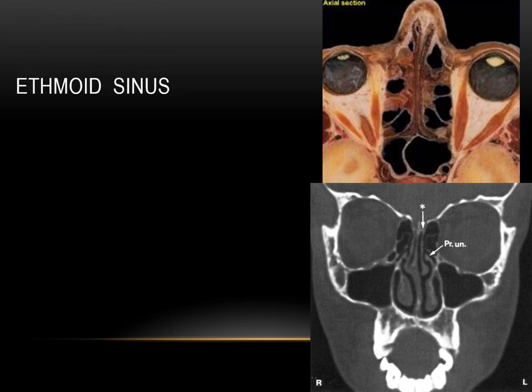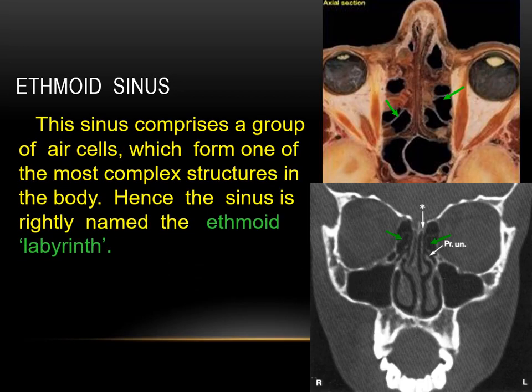The ethmoid sinus. Watch the arrows. This sinus comprises a group of air cells which form one of the most complex structures in the body. Hence, the sinus is rightly named the ethmoid labyrinth. Do you know the word labyrinth? Labyrinth is متاهة بالعربي, just a place you can get lost in.